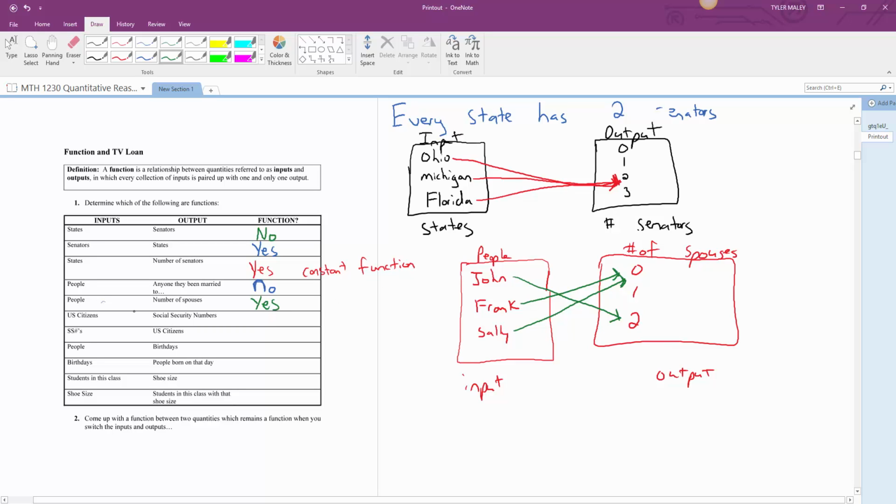The next example is U.S. citizen mapped to Social Security numbers. What you want to think about is, could a person have more than one Social Security number? Could they be mapped to, let's say, 2 or 3 Social Security numbers? The answer is no. Every U.S. citizen gets exactly and only one Social Security number. So this is a function. Every person gets one social. Let me erase.